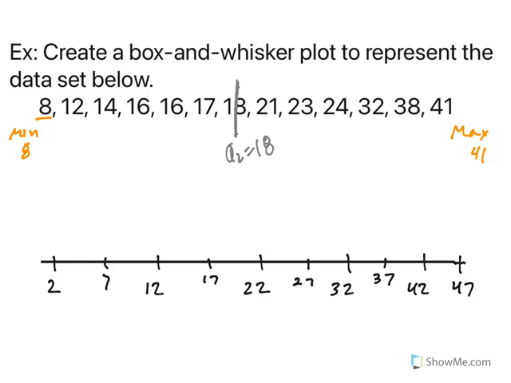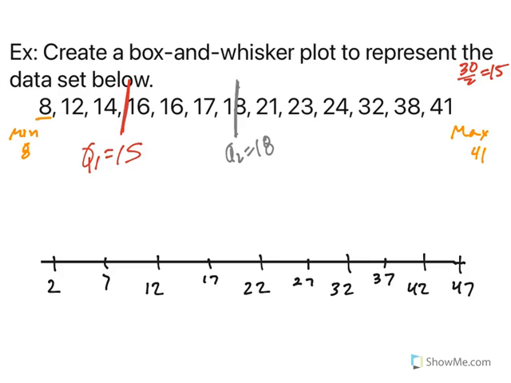Now we go to finding the median of the lower half. So I have 6 numbers in my lower half: 8, 12, 14, 16, 16, and 17. So the median is the average of the middle 2. If I take 30 and divide by 2, I get 15. So my Q1 is 15.